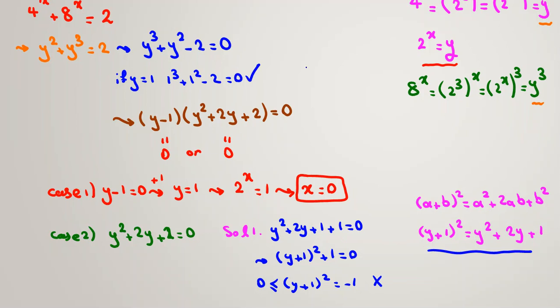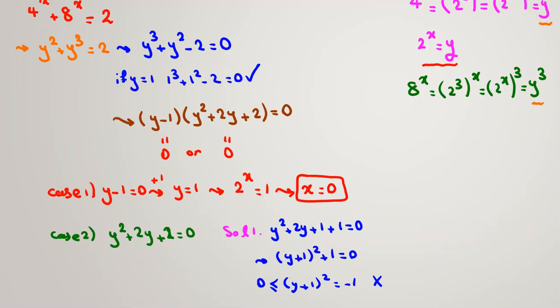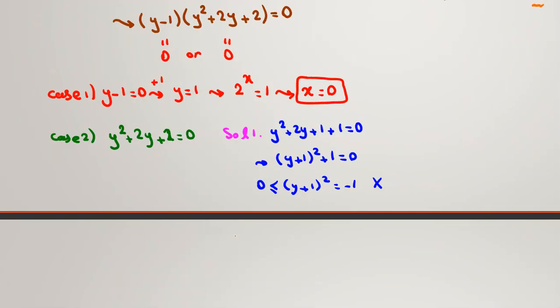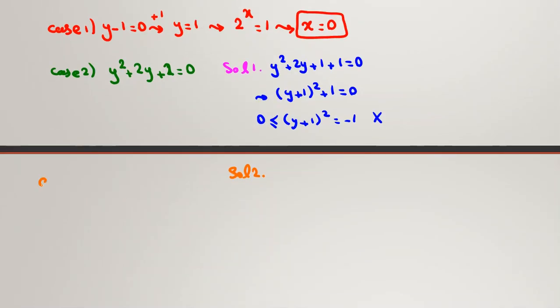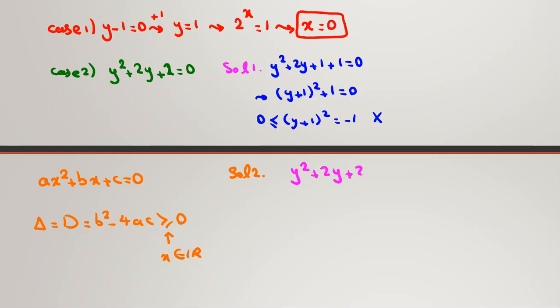Let's work on solution number 2. In solution number 2, I want to use the quadratic formula. If I have a function that is ax squared plus bx plus c equals 0, we consider the discriminant, or someone calls it delta, equal to b squared minus 4ac. If x is a real number, then it has to be at least 0. So the problem says x is a real number, so y is a real number because y is 2 to the x. And here, we analyze y squared plus 2y plus 2 equals 0.